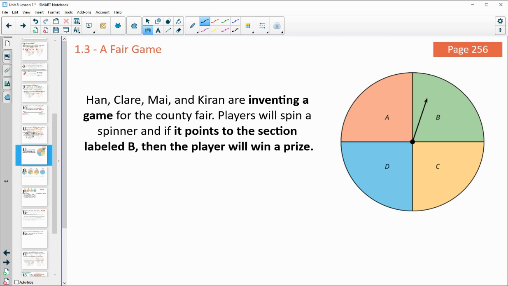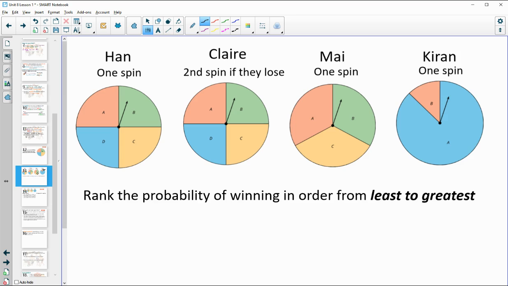All right, then on page 256, we've got this spinner. Han, Claire, Mai, and Kyron are inventing a game for the county fair. Players are going to spin this spinner, and if it lands on section B, the player is going to win a prize. So they kind of hypothesize some different things that they want to do with this. Han says that he's just going to have them spin once, and if they land on B, that's going to be the winner. Claire says she's going to also have them spin the spinner, and if it lands on B, they're going to win. But if they lose the first time, they're going to get a second spin. So they're going to get to spin again.